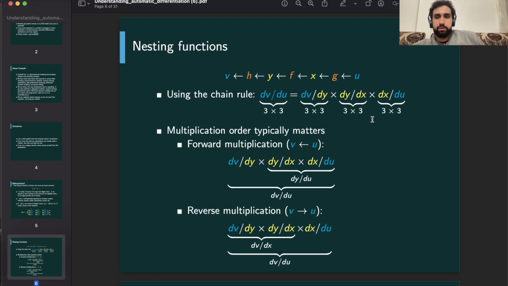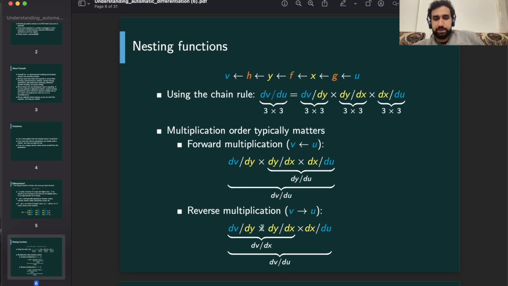You can either go forward, and by forward here I mean from the input side. So the input side is the right hand side, going from u all the way to v, so that's called forward multiplication. Basically what you do is you multiply these two matrices out first. You get dy divided by du, and then you multiply it by this matrix here, which is dv divided by dy, and you get this dv over du at the end, right? So you're accumulating the derivatives, or multiplying them out, from the right hand side, from the input side to the output side, right?